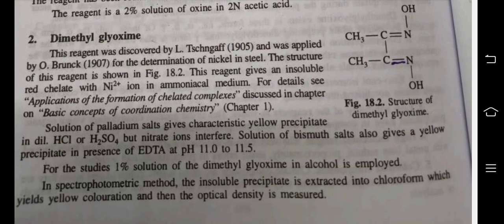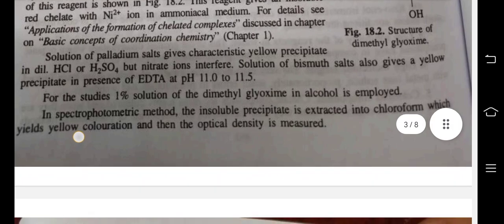Second reagent is dimethylglyoxime. This reagent was discovered by L. Tschugaeff and was applied by O. Brunck in 1907 for the determination of nickel in steel. The structure of this reagent is shown. This reagent gives an insoluble red chelate with Ni2+ ion in ammoniacal medium. Solution of palladium salts give characteristic yellow precipitate in dilute HCl or sulfuric acid, but nitrate ions interfere. Solution of bismuth salts also give a yellow precipitate in the presence of EDTA at pH 11 to 11.5. For the studies, 1% solution of dimethylglyoxime in alcohol is employed. In spectrophotometric method, the insoluble precipitate is extracted into chloroform, which yields yellow coloration and the optical density is measured.